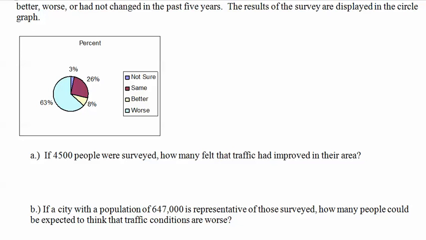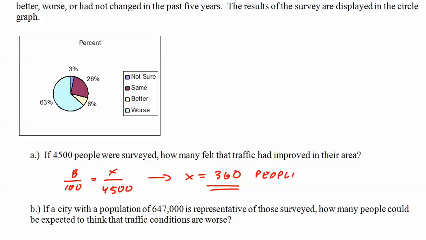4,500 people were surveyed. How many felt that traffic had improved? Better, it's 8%, so 8 out of 100 equals X out of 4,500. Cross multiply, you should find that X equals 360 people. If a city with a population of 647,000 was representative of those surveyed, how many people could be expected to think traffic conditions are worse?